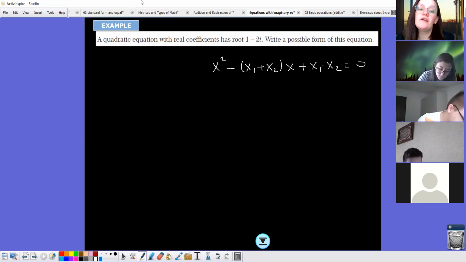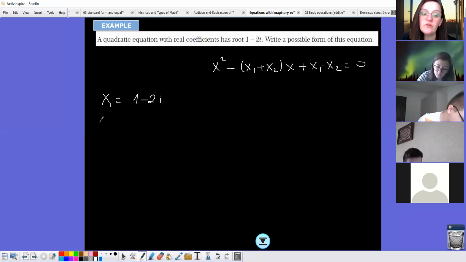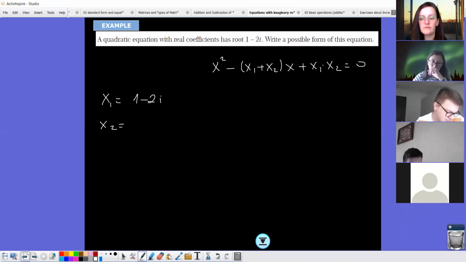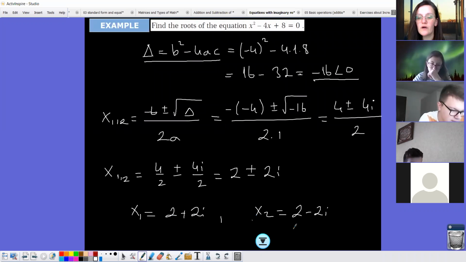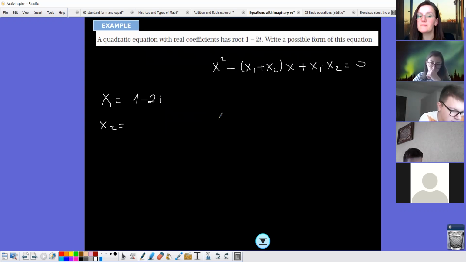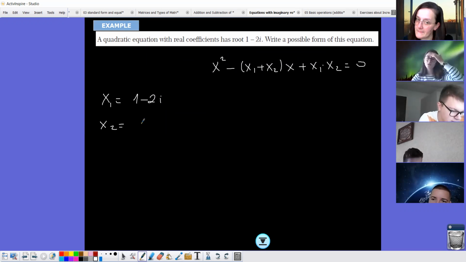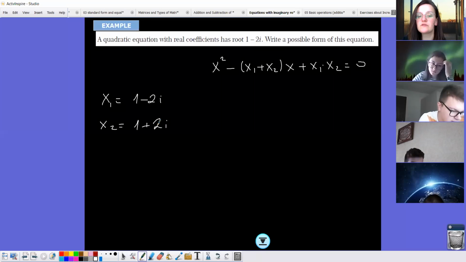Now, here is given only one root, 1 minus 2i. What will be the second root? Look at the others. What we had: 1 plus i root 3 over 2, 1 minus i root 3 over 2. If one of them is 2 plus 2i, the other one is 2 minus 2i. So here it will be 1 plus 2i.